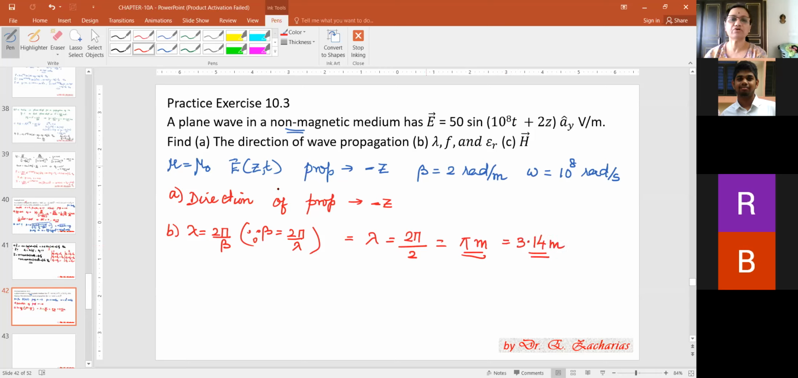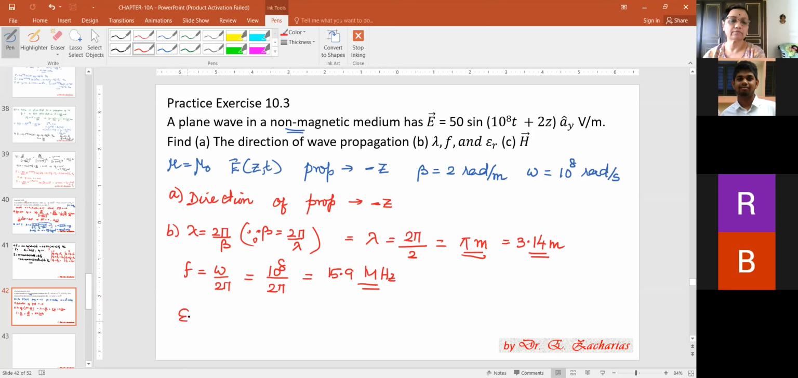What is the next thing you have to find out? You have to get the frequency. Omega is already given to you. Omega is equal to 2 pi f, right? Therefore f is omega by 2 pi. So omega is 10 to the power of 8 divided by 2 pi. I put the value for 2 pi and I got it as 15.9 megahertz. So got that also. Then what else is there?